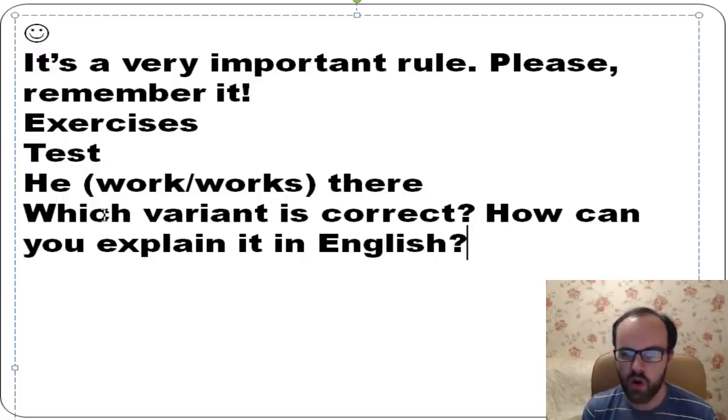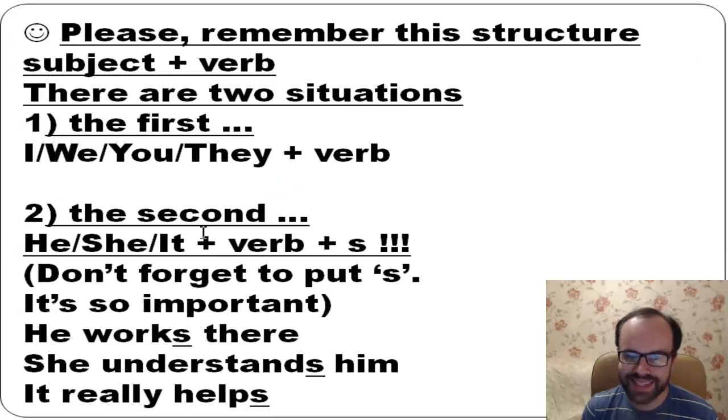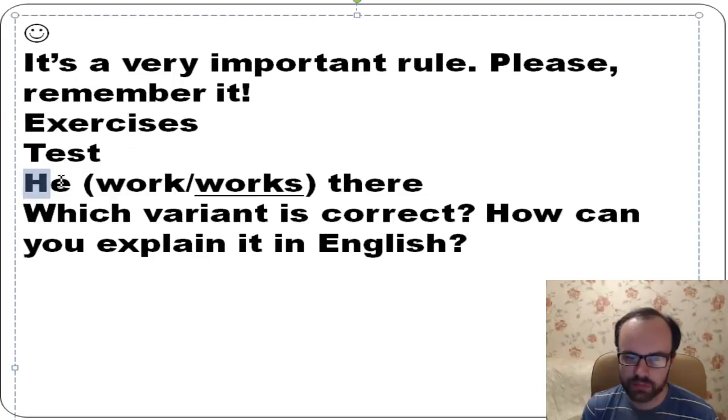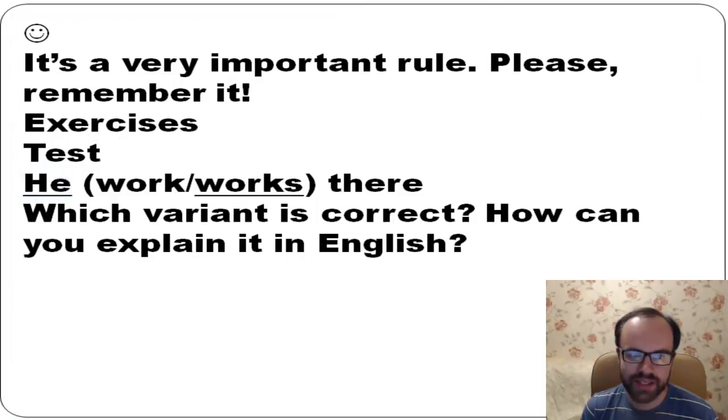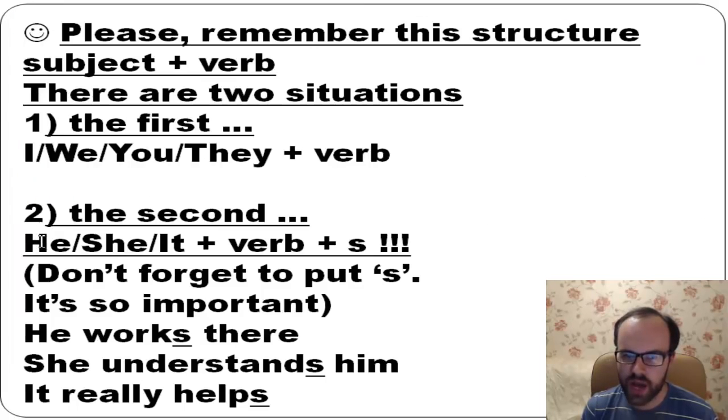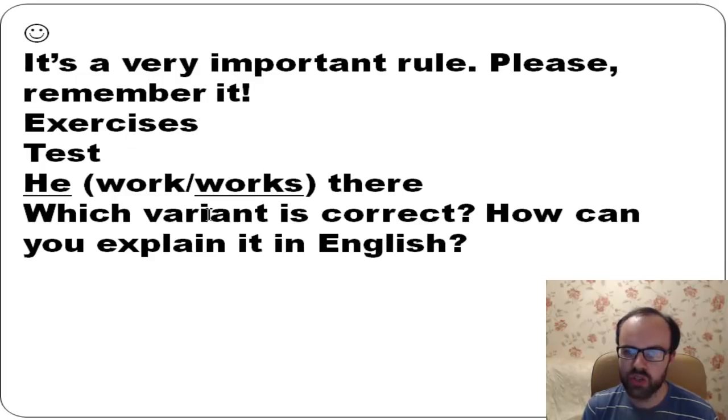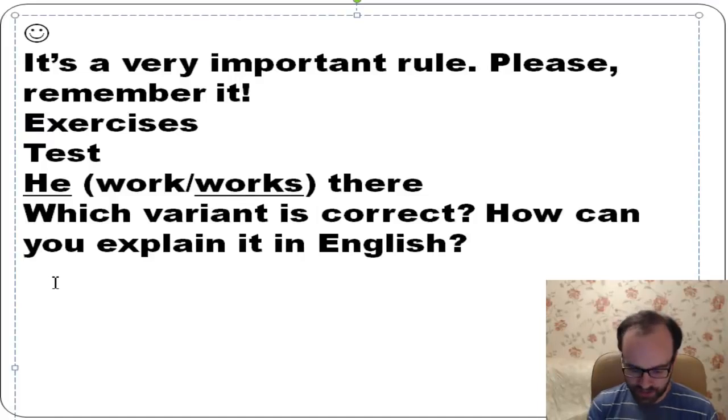He worked there or he works there. Which variant is correct? He works. Why? Because it's present simple and it's the second situation. He, she, it. If you have he, she, it, you add s. So, he works there.